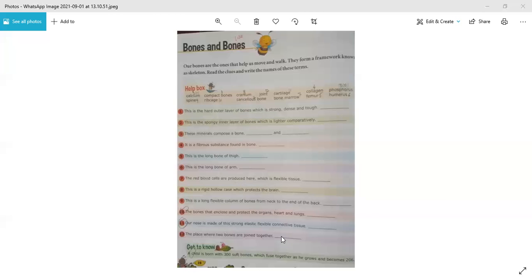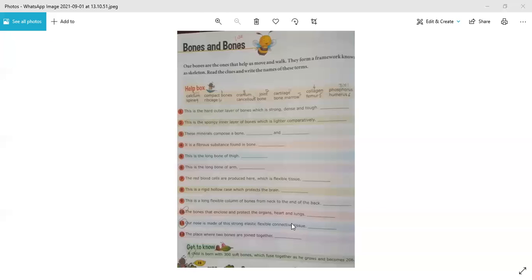After that, we have a long flexible column of bones, and that is from the neck to the end of the back. That is our spine. We should always sit straight. We should always keep our spine straight. Otherwise, we can have other health issues. So the bone that starts from our neck and goes to the end of our back is known as spine. Now there are some bones that enclose and protect organs such as the heart as well as the lungs. What are these bones called? These bones are known as rib cage.